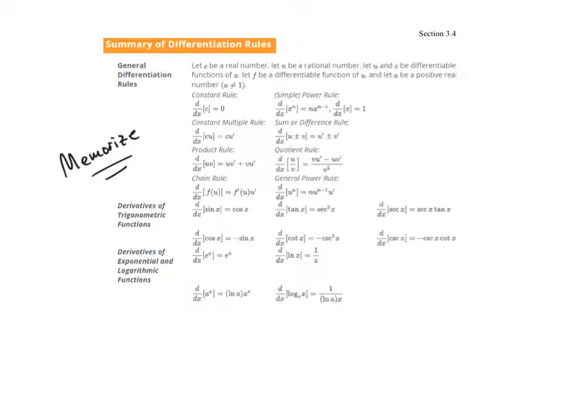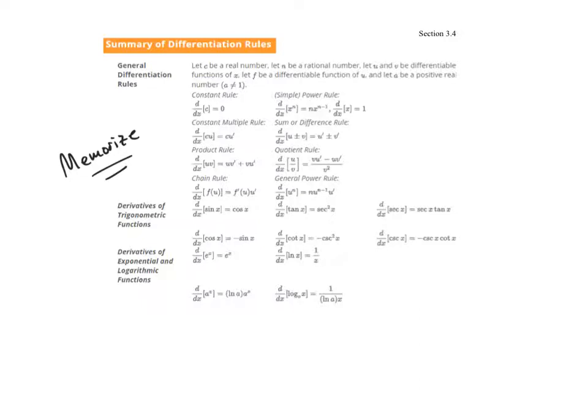Quotient rule, low d high minus high d low over what's below squared. The chain rule, don't really care about that. What I care about is the general power rule, which is drop the power, inside stays the same, power minus 1, never forget the derivative of the inside.